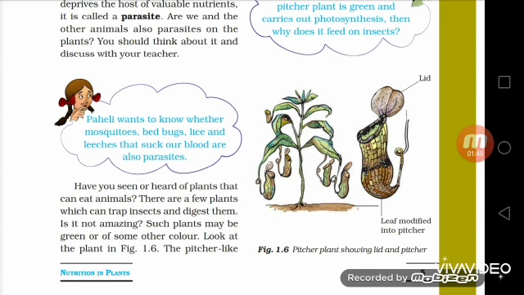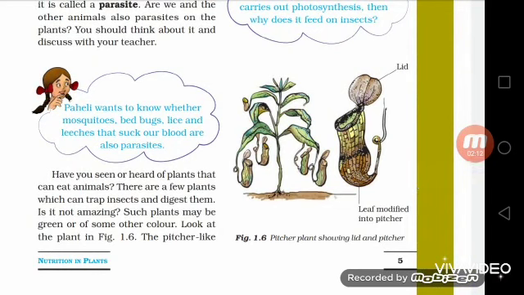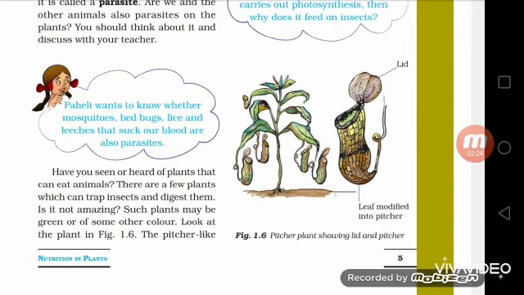There are a few plants which can trap insects and digest them. So in the real world they exist, and they eat such insects. Is it not amazing? Yes. Such plants may be green or of some other colors. Look at the plant in figure number 1.6. Here in figure 1.6 you can clearly see a plant which is called the pitcher plant. The pitcher plant shows a lid and pitchers.